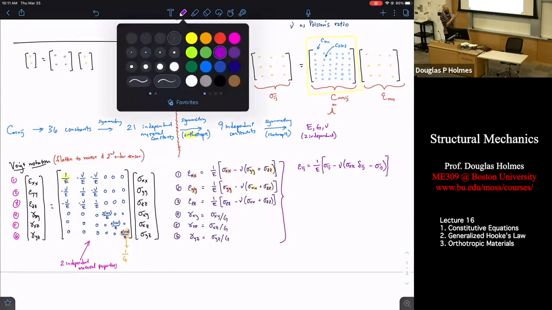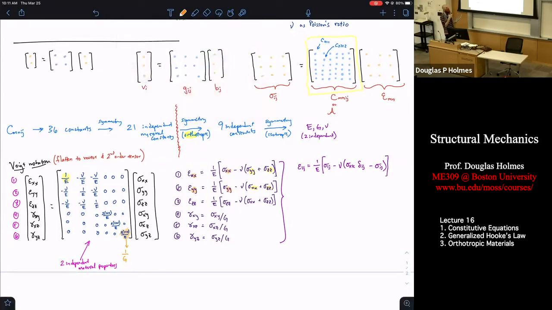Well, let's take for an example, and let's put in epsilon 22. So as an example, let's look at epsilon 22.